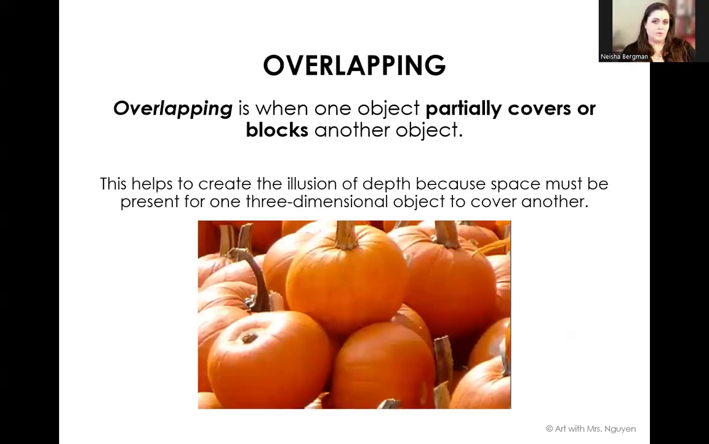Overlapping. Overlapping happens when one object covers another. What's in front? Me or the cup? Obviously the cup, because it's blocking half of my face. That is an example of overlapping. In this example with the pumpkins, you know that this pumpkin right here is up towards the front and these are way in the back because they're being overlapped.